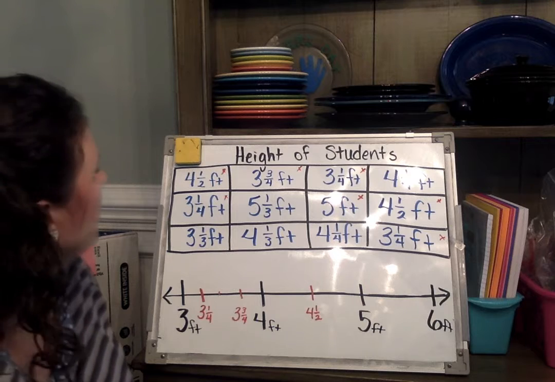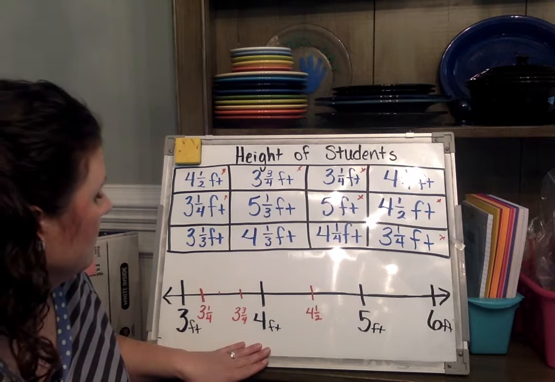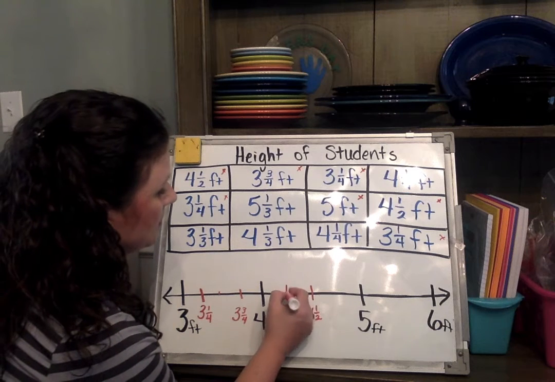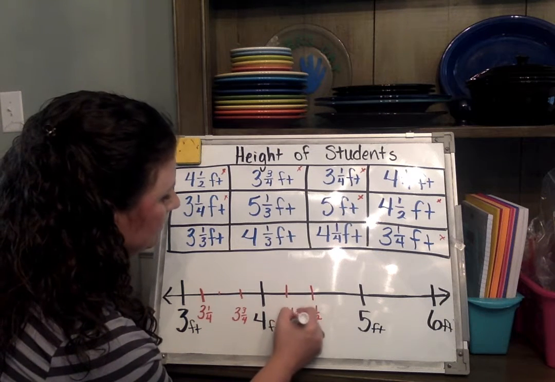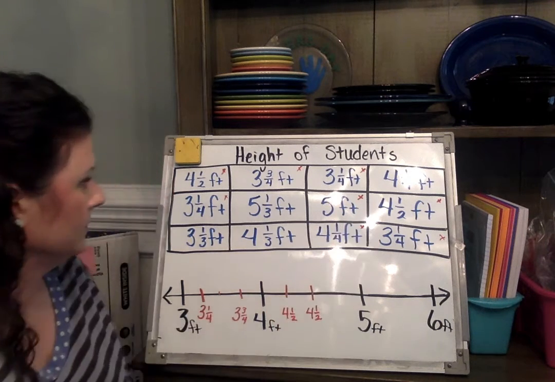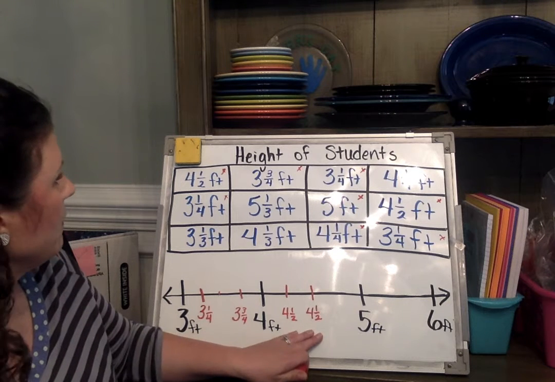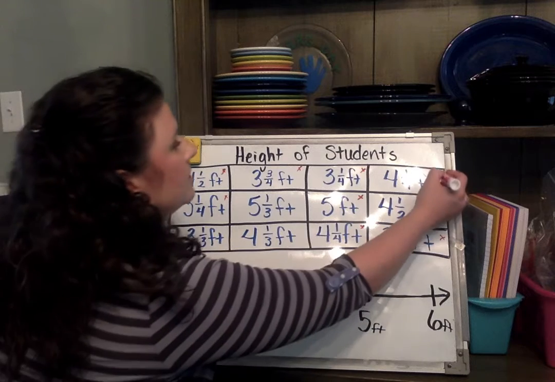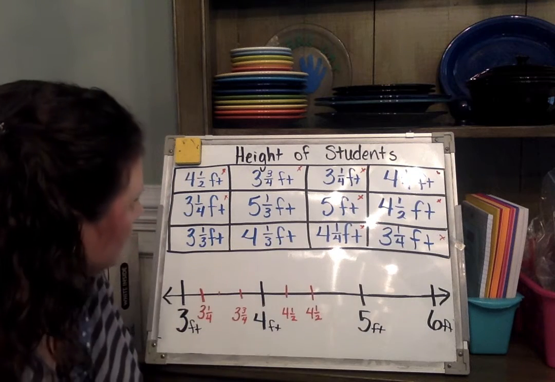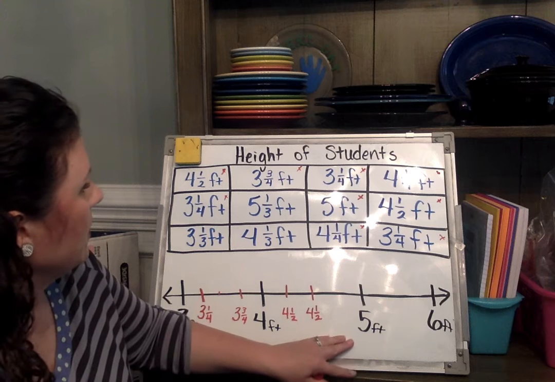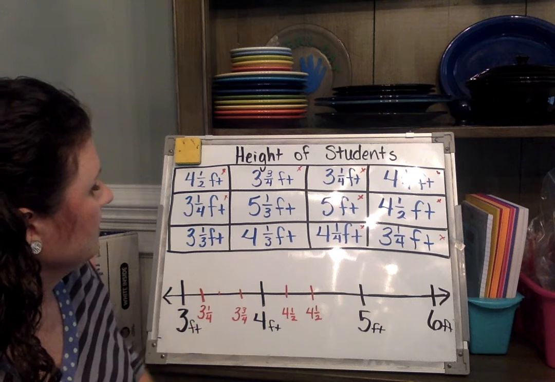Okay. Now, is there a 4 1/4? Yes, there is. So between 4 and 4.5, there comes 4 1/4. Is there a 4 3/4? What about, is there a 5 1/4? No.